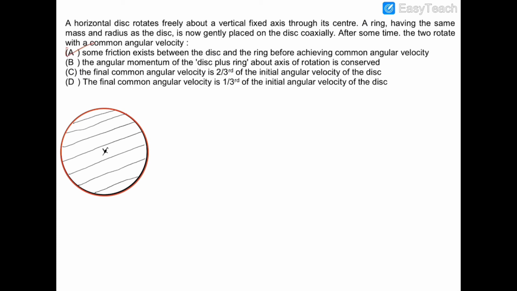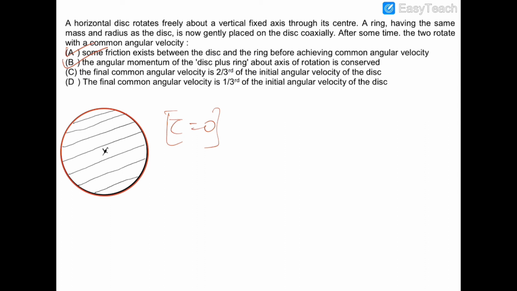Now option number B says that the angular momentum of the system will remain conserved, and obviously it is correct, because as we place the ring on the disk, the center of mass of the ring and the disk would be at the axis of rotation. Therefore the torque acting would still remain 0. Therefore angular momentum will remain conserved.